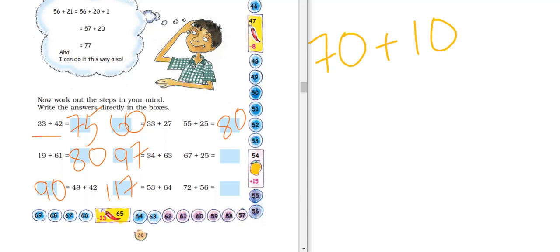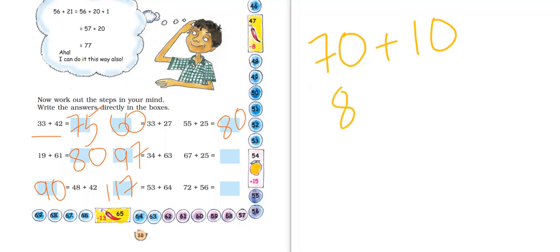The next one is 67 plus 25. Let's add up the tens first. In the first number you have 6 tens and in the second number you have 2 tens. That's a total of 8 tens, so 80.